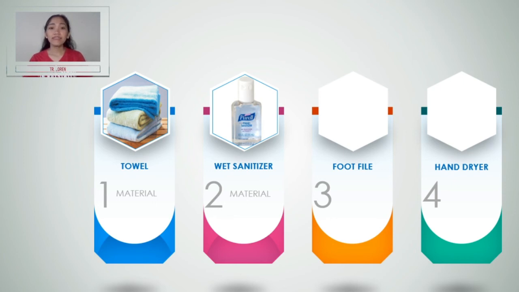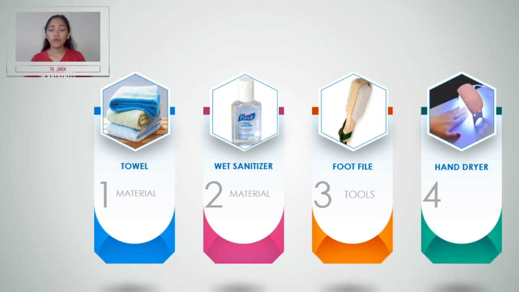Next is the foot file. This is a tool. It is durable, permanent, and handheld. The last one, we have the dryer. If your answer is equipment, then you are correct. This equipment is more or less durable and permanent. So these are the examples of tools, materials, and equipment.